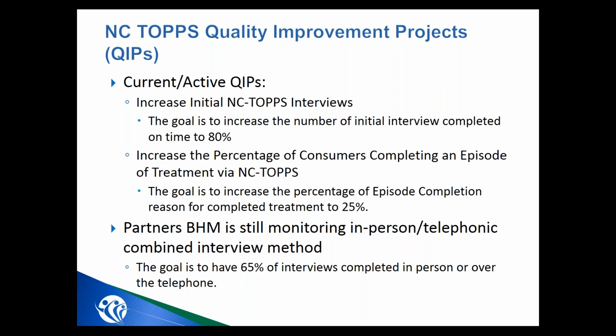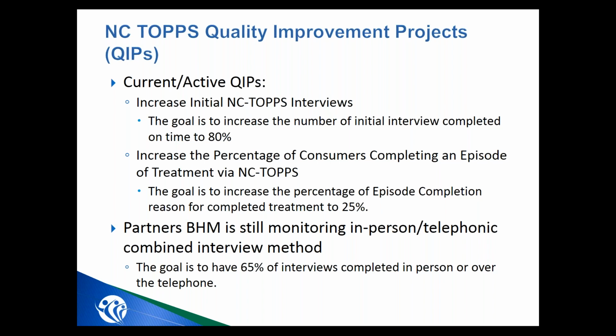Okay, NC TOPPS, we have 2 active quality improvement projects right now. The first one is our increased initial NC TOPPS interviews timely submission. So the goal is to increase the number of initial interviews completed on time, with our percentage being 80% of agencies within our network as a whole.